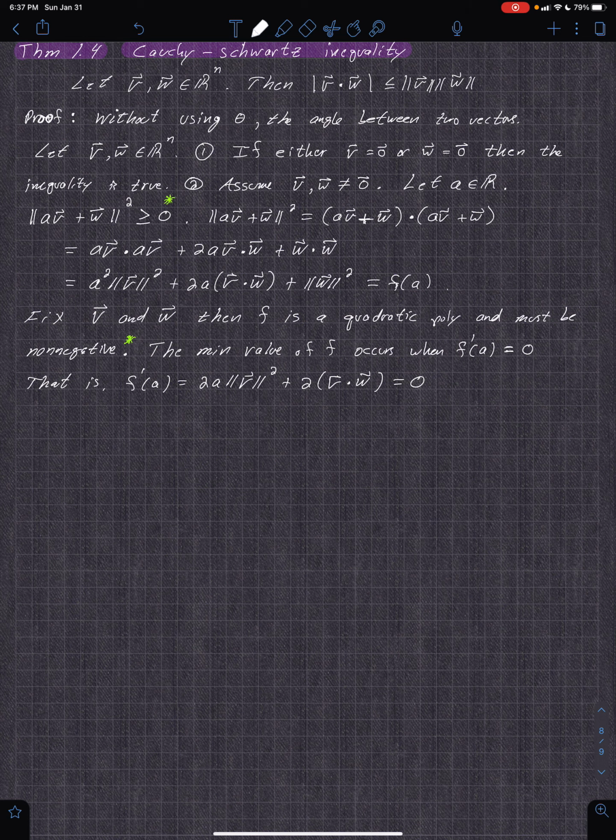If and only if a is equal to, so now I'm just solving, so I have this equal to 0, and now I'm just solving for a. So subtract and then divide. So you get a is equal to negative v dot w over magnitude v squared. And remember, our v's and w's are non-zero.